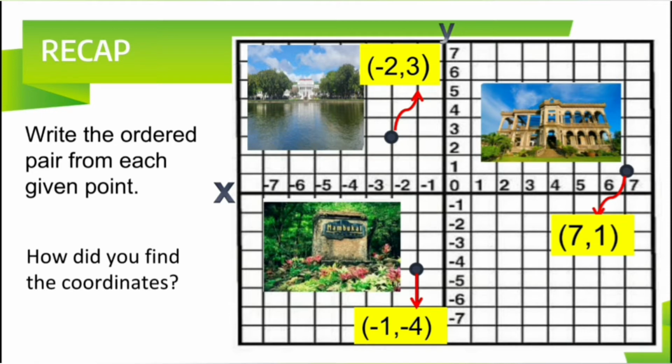How did you find the coordinates? Yes, we have to go to the point and move vertically downward. Then we find -2. And we find the Y by going horizontally to the right or to the left. That's correct. And we find 3. So our X is -2 and Y is 3. I am glad that you still remember our previous lesson.